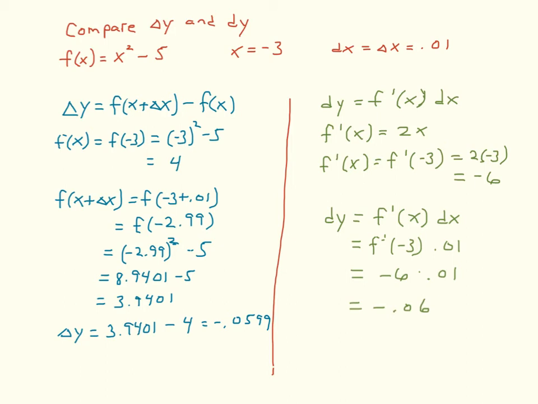So what I have here is f of x is x squared minus 5, x is negative 3, and I want to find delta y, that propagated error, and I want to find my differential for this.